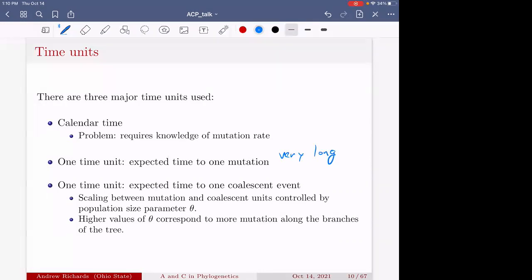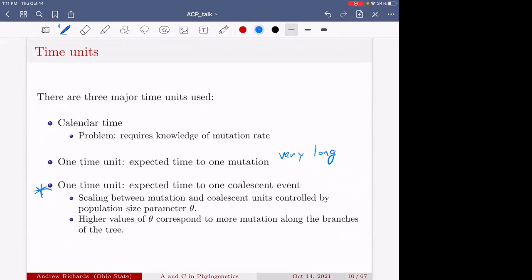And so the third common time unit is coalescent units, where one time unit is the time to one coalescent event. The way you scale between mutation and coalescent units is by this population parameter, which is called theta, where theta is related to the population size of the species in question, and where higher values of theta correspond to more mutation along the branches of the tree. Coalescent units are the time unit that we use in our work, just because it's a more useful and practical unit of time measure.